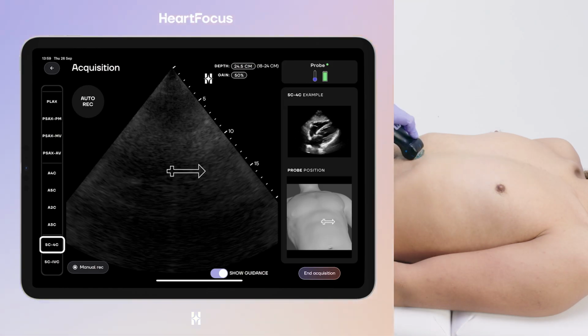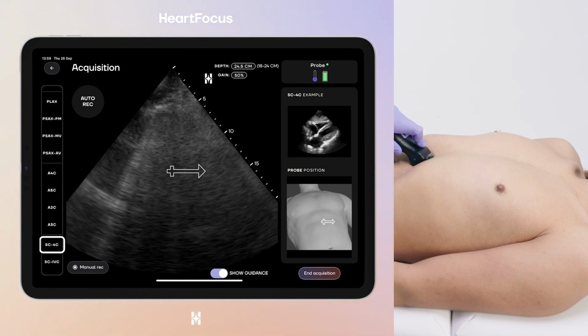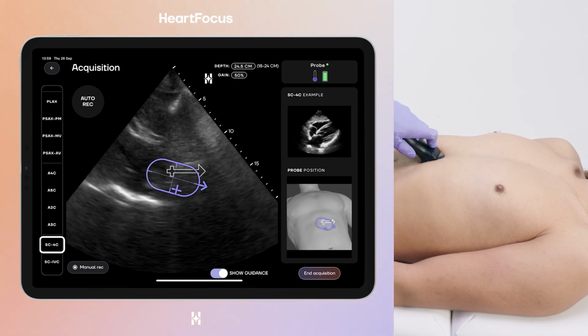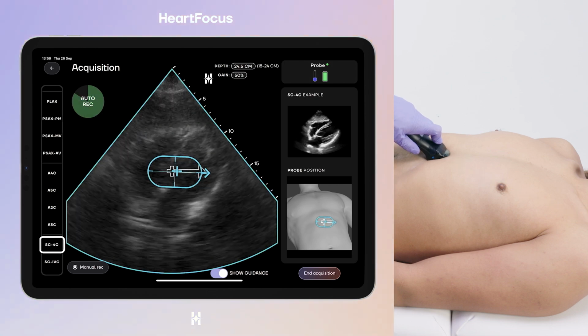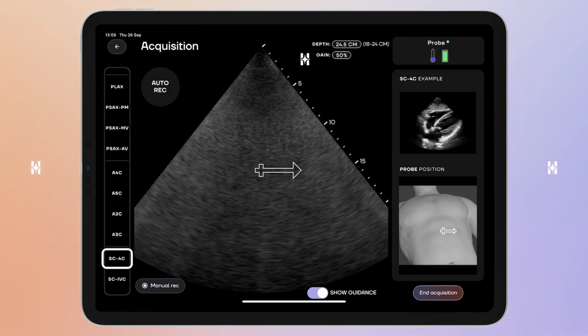Place your probe just below the sternum in the subcostal area, with the probe marker pointing to the patient's left and the probe toward the left shoulder. If you're ever unsure of the probe start position, on the bottom right of the interface, Heart Focus indicates on a model where to position the probe on the patient's chest.